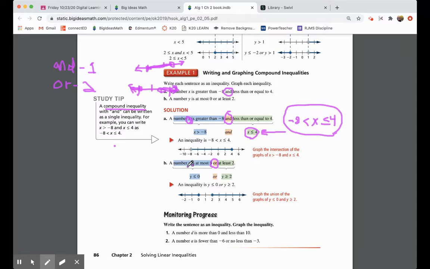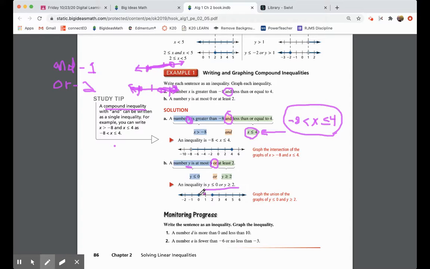So it's still talking about y. These problems only have one variable, so we have y is at least 2. So we have or equal to 2 because at least that means it could be 2, but it could be more. So y is greater than or equal to 2. So we put or between them, and there's our inequalities. Now we just graph them separately.